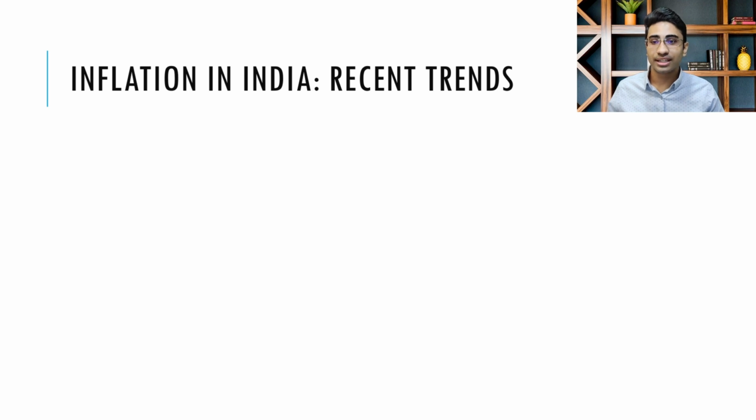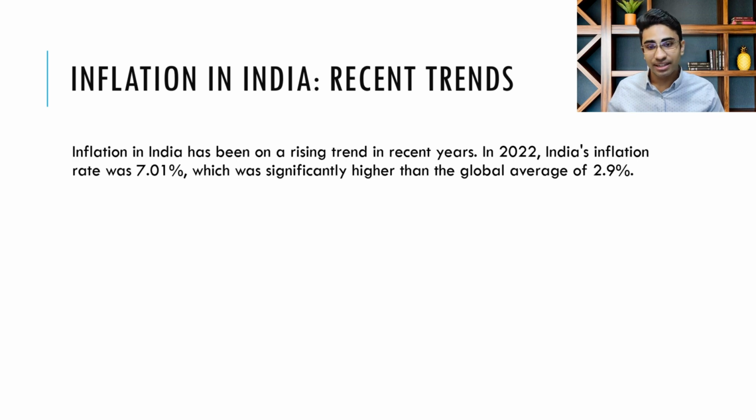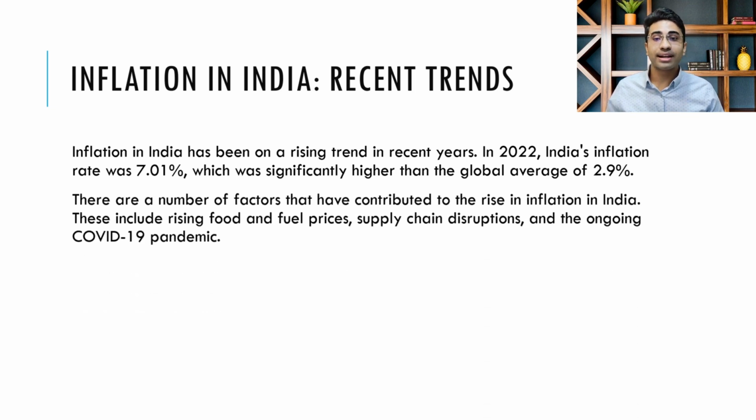Moving on to the next one, inflation in India: recent trends. So as explained earlier, in 2022, India's inflation was 7%, whereas the global average was 2.9%. So India's inflation rate is significantly higher than the global average. There are a number of factors that have contributed to this rise in inflation in India. These include rising food and fuel prices, supply chain disruptions due to the COVID-19 pandemic, and the COVID-19 pandemic affecting the way businesses used to work and causing additional difficulties in conducting business.